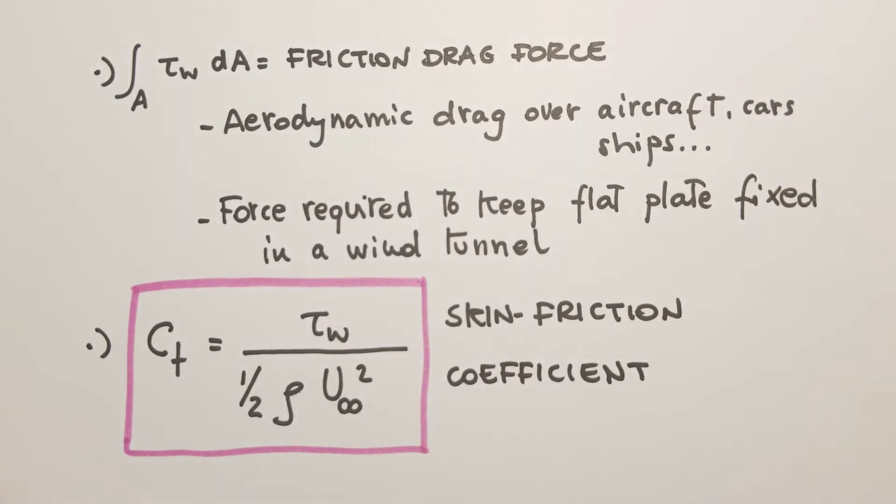And as we did for the heat transfer coefficient, where we use the Nusselt number to non-dimensionalize, here we can also non-dimensionalize the wall shear stress. So tau wall, the wall shear stress, divided by 1/2 rho u infinity squared, gives a formula for the skin friction coefficient. And in general, this depends on the position over the flat plate.